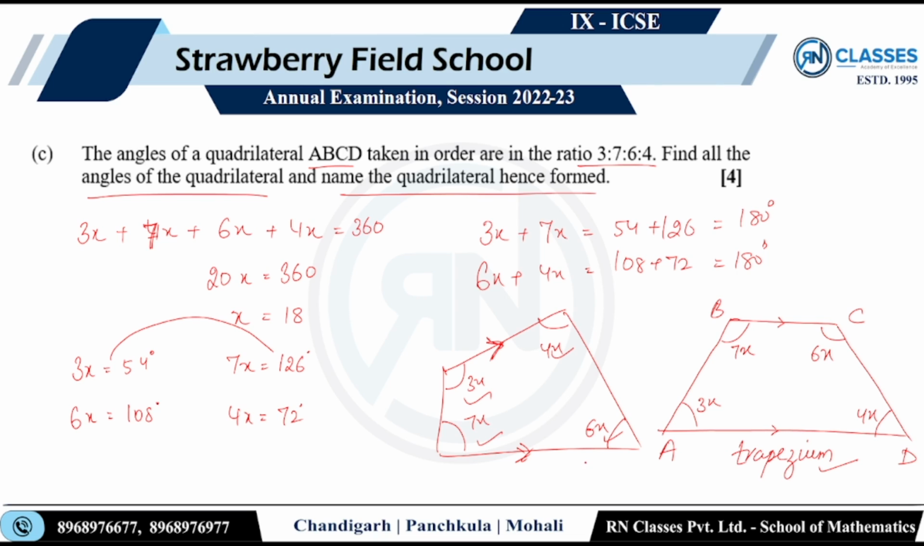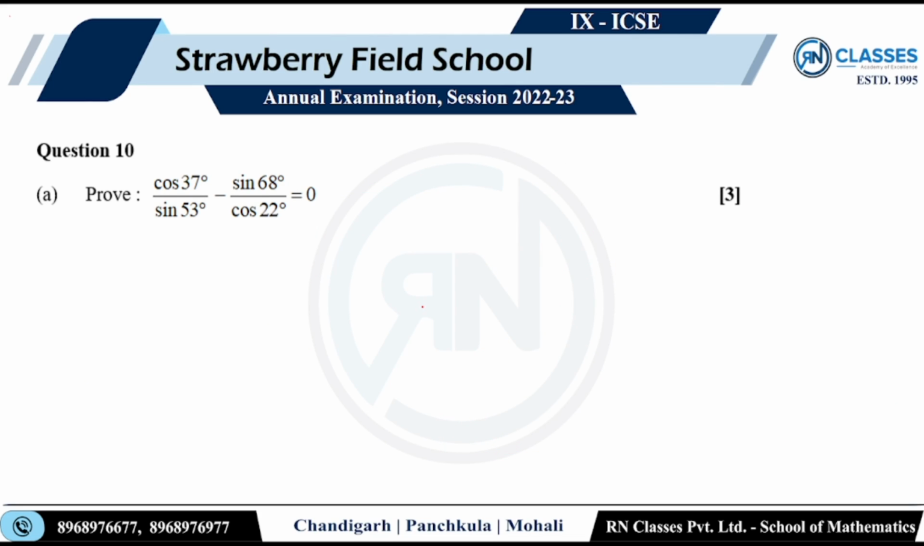One pair of opposite sides is parallel to each other. Next question, question number 10. Prove cos 37 by sin 53 minus sin 68 by cos 22 is 0.